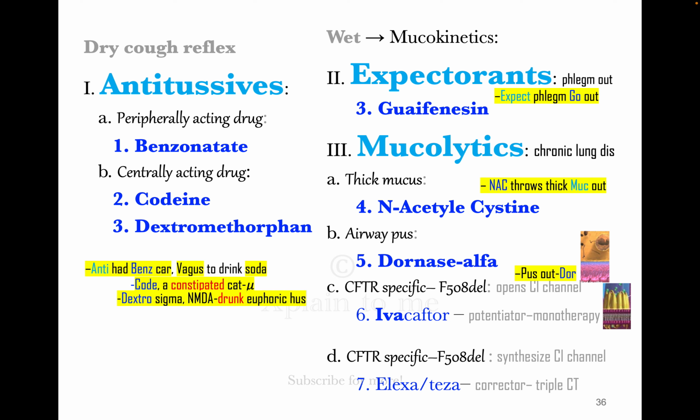Without chloride ions being provided, thick mucus ends up causing really non-functional lungs, the pulmonary system. So therefore we are going to induce, that's how I remember, Ivacaftor opens the chloride gate. It's like a gating. They're going to open the gate. Even we can give it as monotherapy.